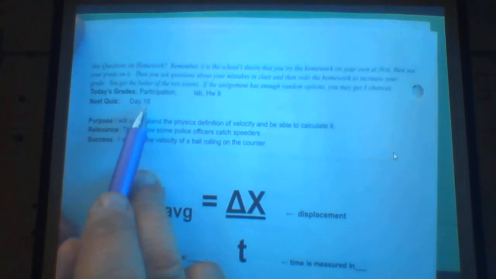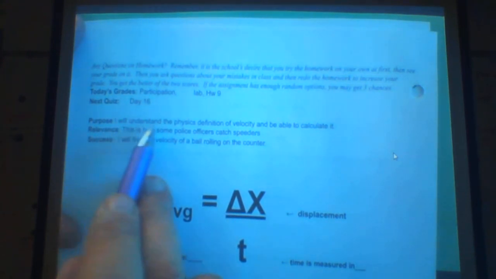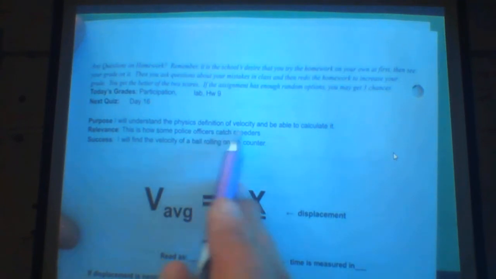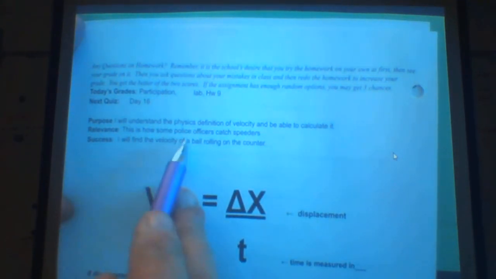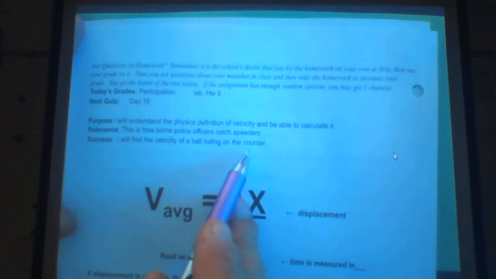Today's day 9. Purpose, I will understand the physics definition of velocity and be able to calculate it. Relevance, this is how some police officers catch speeders. Success, we will find the velocity of a ball rolling on a counter.